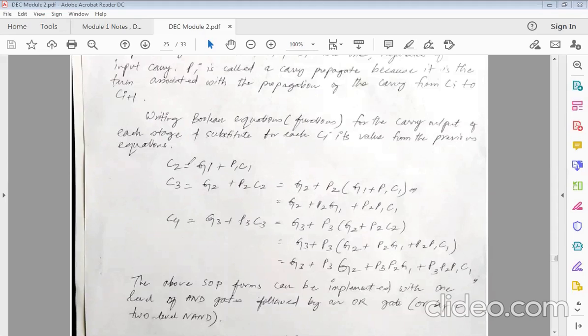So here, let's take C3. C3 is G2 plus P2 into C2. So in this C2, I will substitute this equation, this whole equation. So what happens here? G2 plus P2, and this G1 and P1 is actually coming here.